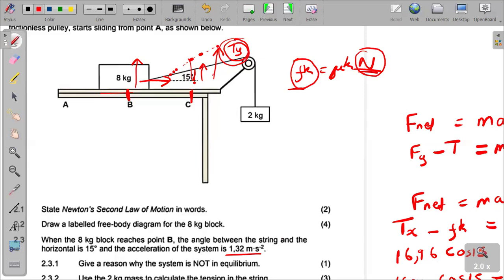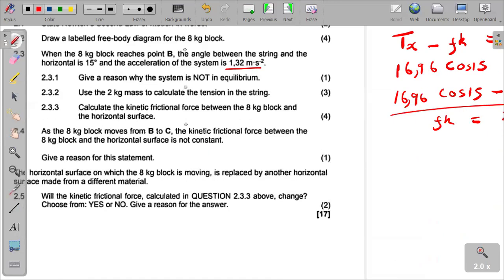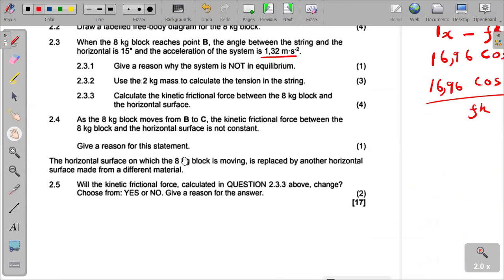It is the change in the angle between the tension and the horizontal. We can just simply say the angle in the horizontal increases or changes, we are answering. So I was just trying to add more flesh to explain further on that. So give a reason for this statement. We are simply saying the angle between the string and the horizontal changes, or we simply say it increases. Right, let's go to the next question.